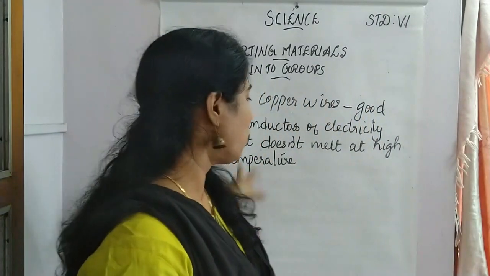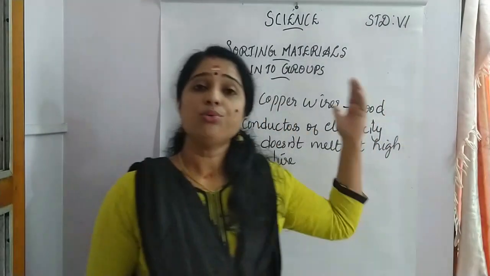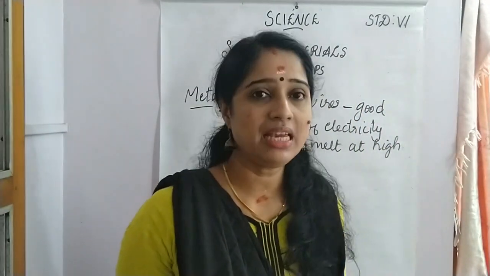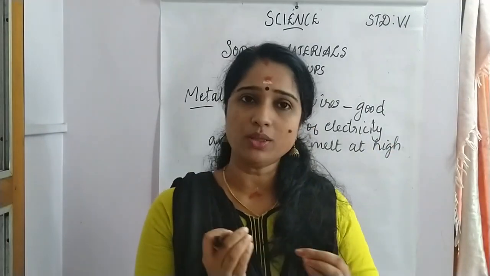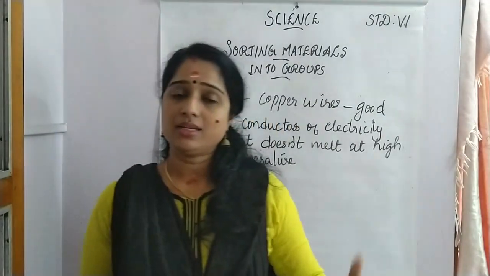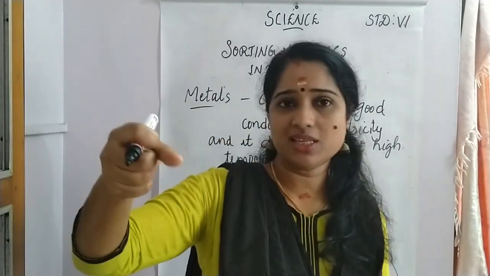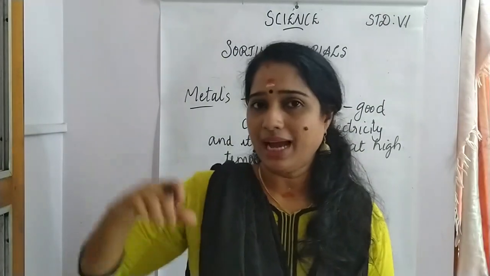So we have discussed three types of materials now. First we discussed metals. They are good conductors of heat, so we are using metals for making utensils or vessels for cooking. But the handles are made of plastic or wood. Otherwise, when we touch the iron or metal directly, our hand gets burned very fast. So the handles are made.